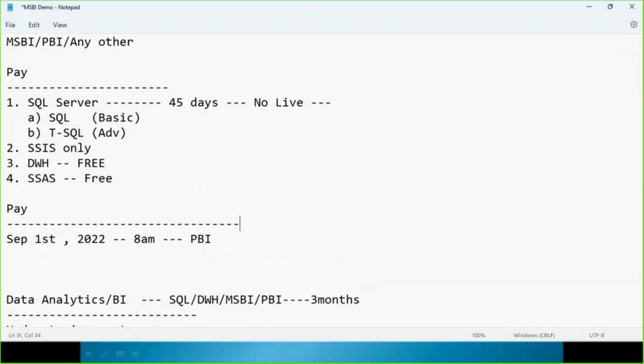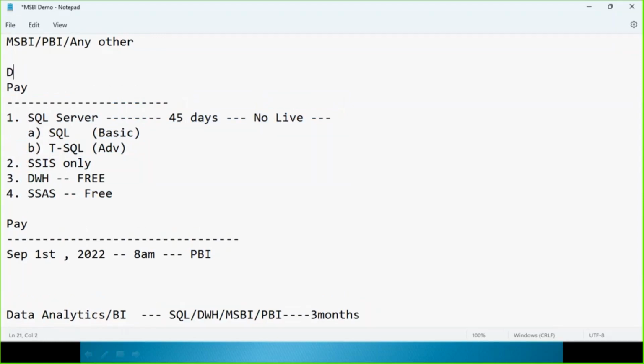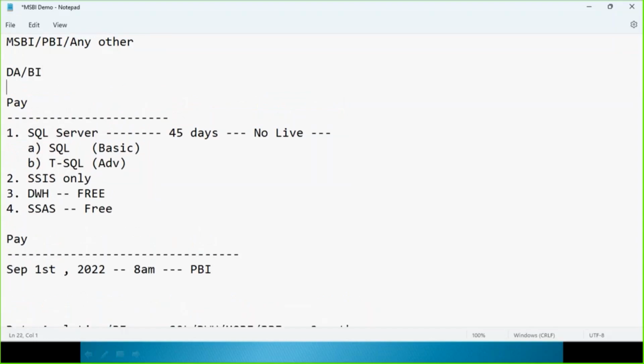You need to specially learn a lot of things from SQL Server, because nothing is there in SSAS, nothing in SSIS, nothing in Power BI. The complete interview you can crack if you know SQL Server only. Remember, 60% of interview questions are going to come from this, not from SSIS or Power BI or data warehousing. Data analytics or business intelligence means more of SQL.